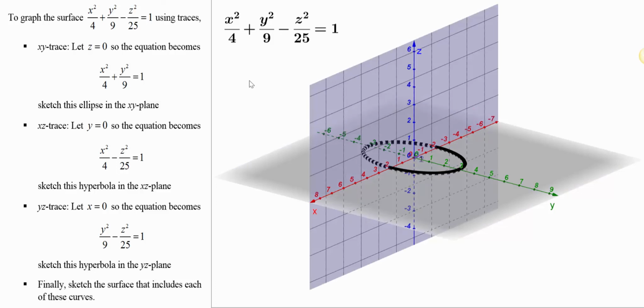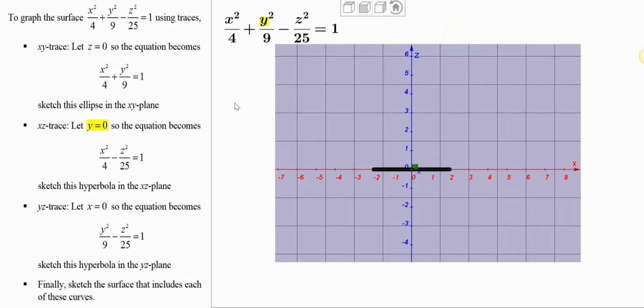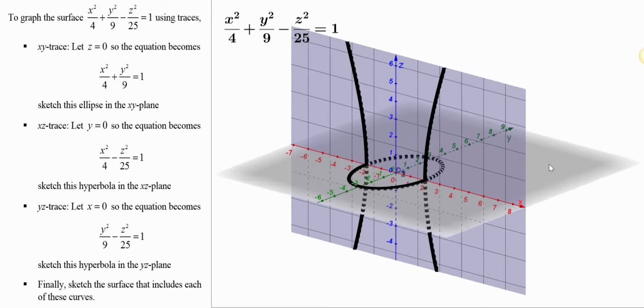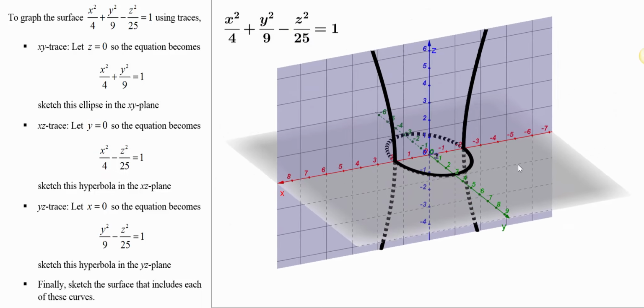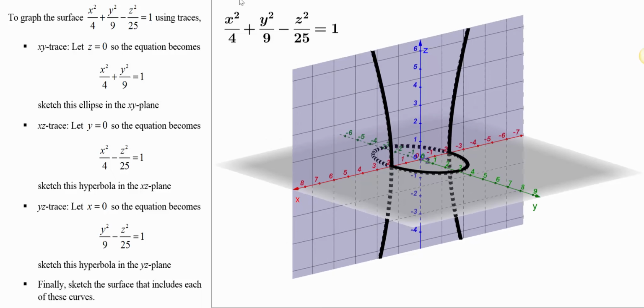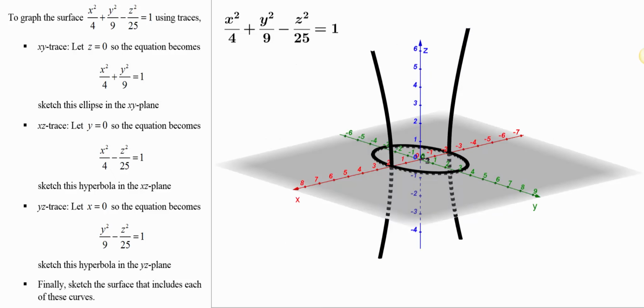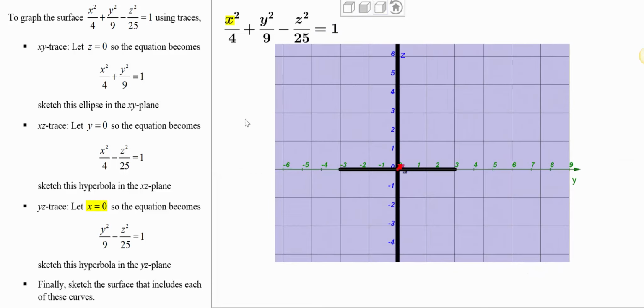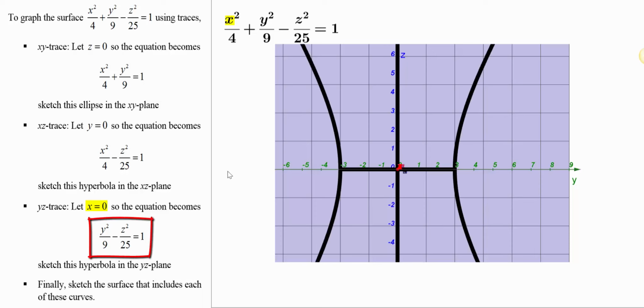Now we'll look at the xz trace. We do this by letting y equal 0 in the original equation, and the equation becomes this, which we recognize as a hyperbola. Now we'll look at the yz trace. To do so, we'll let x equal 0, and the equation becomes this, which is also a hyperbola.